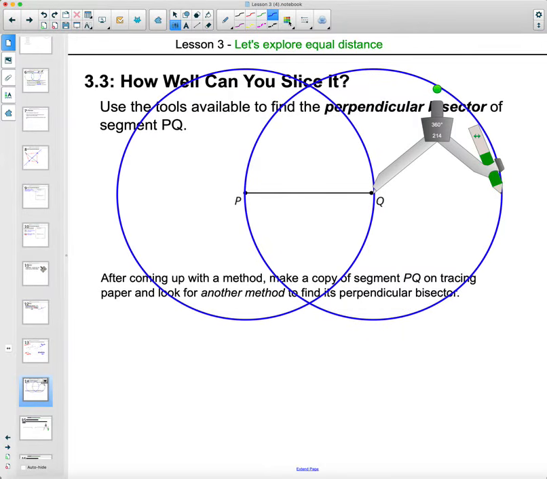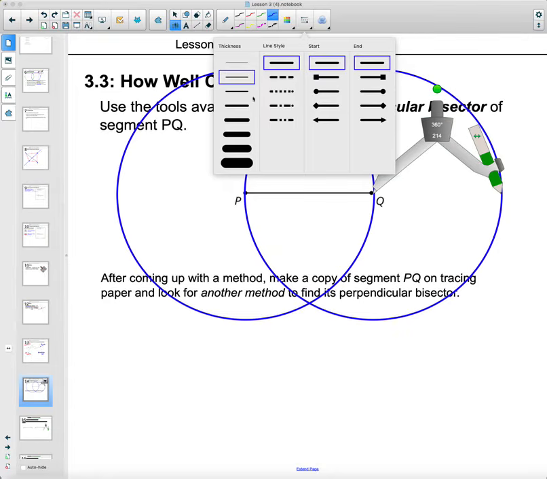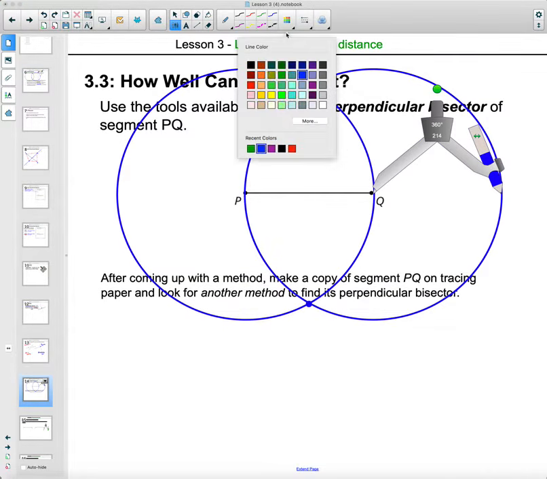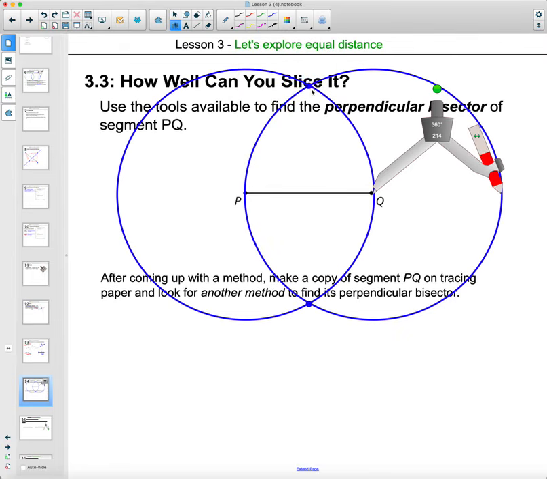Then you would have the intersection points up there. So now you would know this point is equidistant from P and Q, and this point is equidistant from P and Q. So if those points are the same distance from P and Q, then they have to be on the perpendicular bisector. So if we connect those 2 points, we would get all the rest of the points that are equidistant.